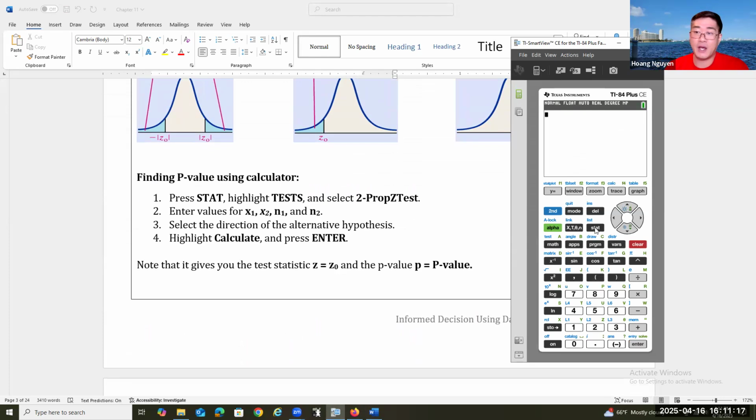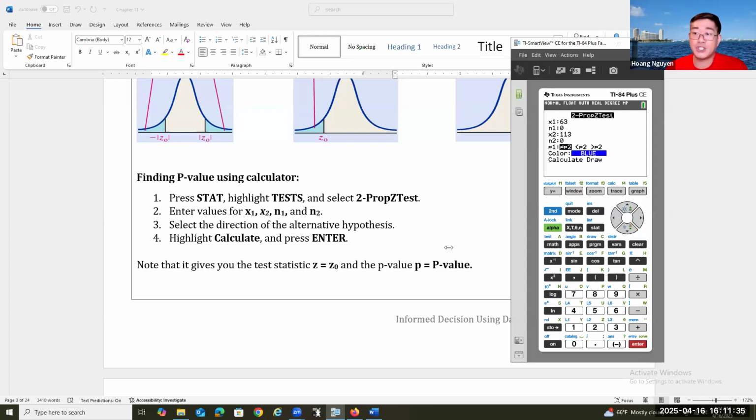So we're going to go to Stats, and then go to the Test option. We're looking for the two-proportion z-test, which is option number 6. So we're going to go down to option number 6, two-proportion z-test.